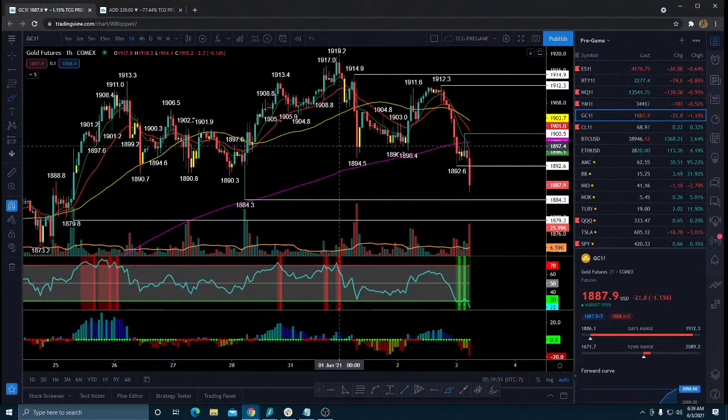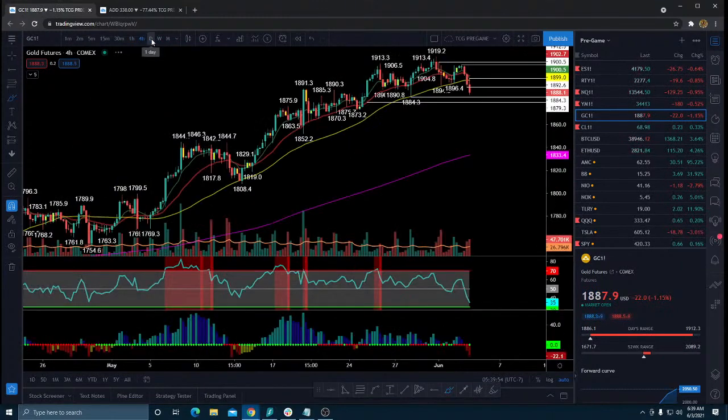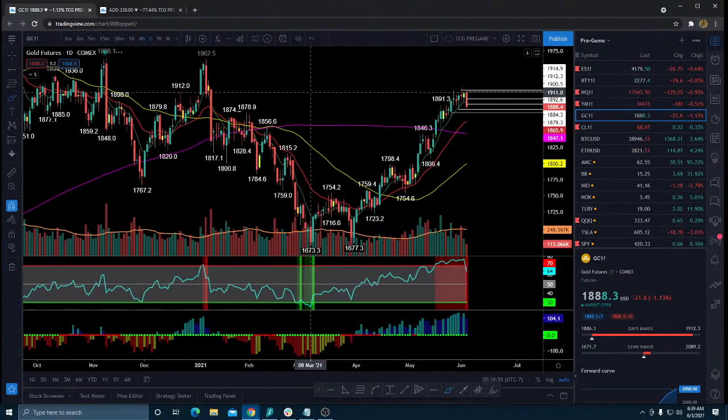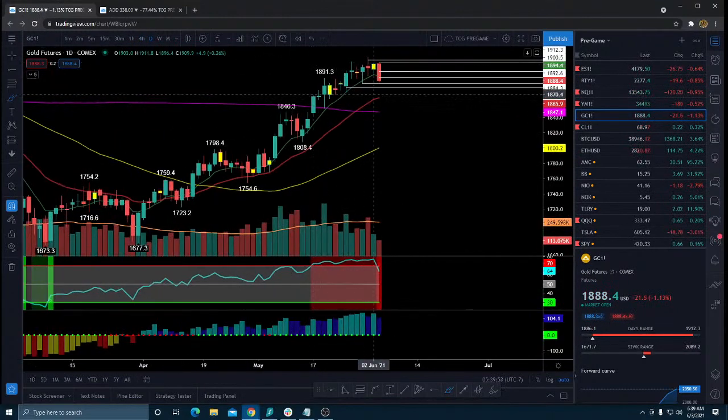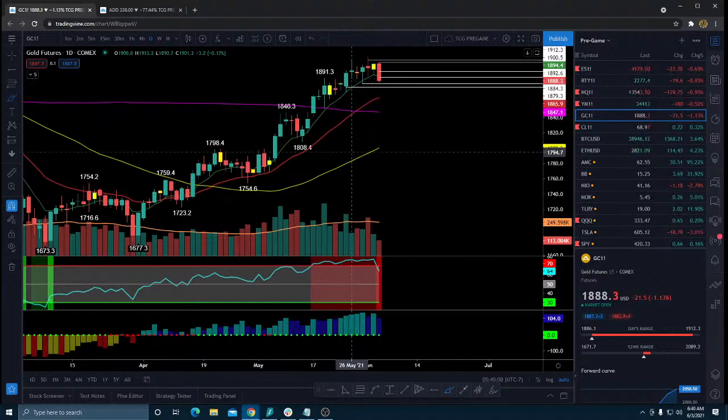So gold is bearish. We have lost the hourly uptrend. We have lost the 4-hour uptrend. And daily, we are getting a huge bearish candle that needs to hold key support for daily 1884.